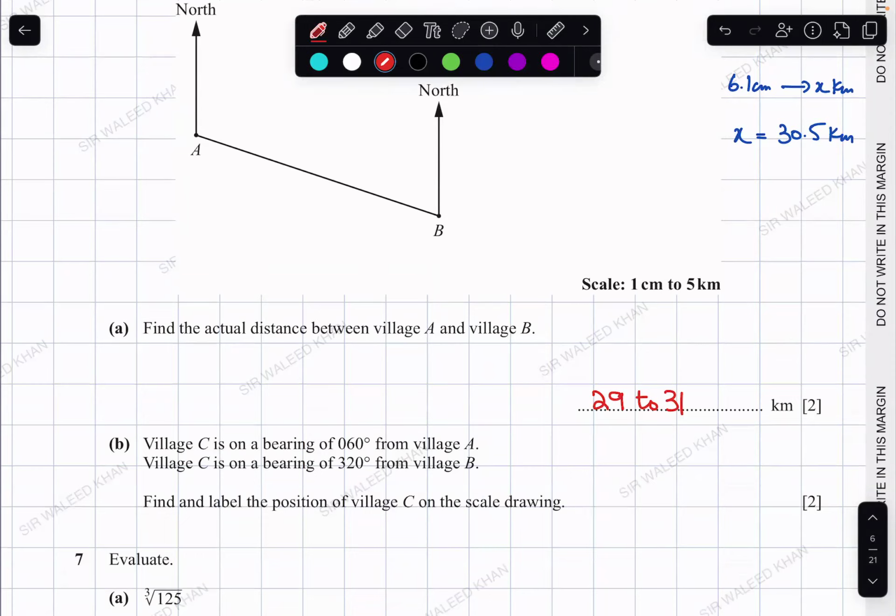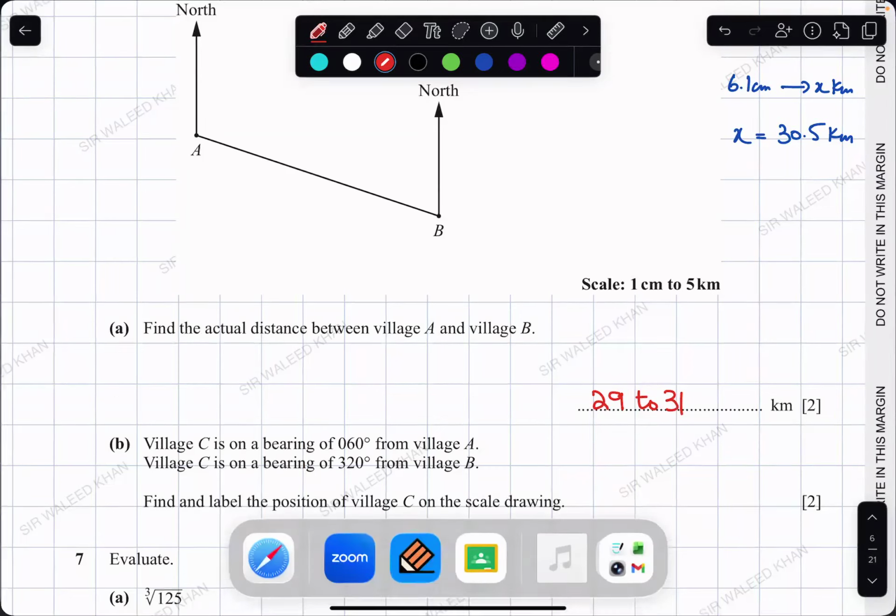Village C is on a bearing of 60 from village A. Village C is on a bearing of 320 from village B. Okay. Find and label the position of village C on the scale drawing. So what we are supposed to do, because they haven't given us the distance, they have given us the bearing. So for bearing, let me use this over here.